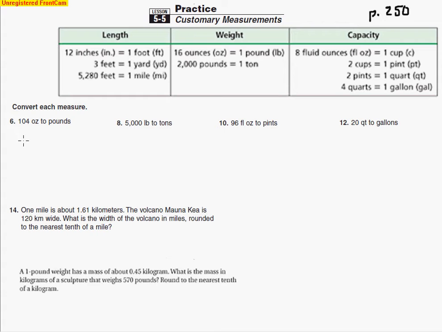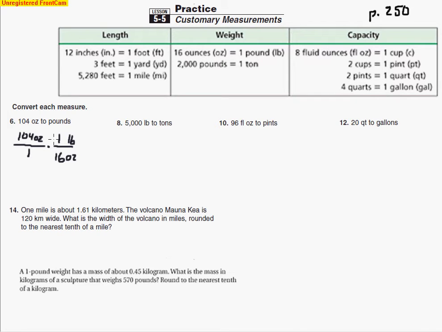We'll start with this first one, 104 ounces. You write that as a fraction over 1, and then multiply by the conversion factor. Over here under weight, 16 ounces equals 1 pound. We write this as a fraction and multiply the two fractions, canceling out the ounces, leaving us with pounds. These ounces need to cancel, so I need to put ounces on the bottom. 16 ounces equals 1 pound, so I'll put 1 pound on top.